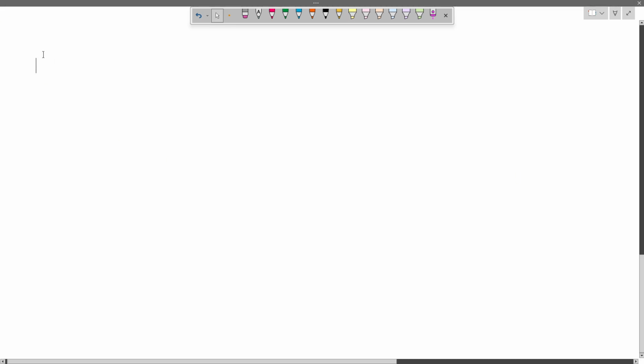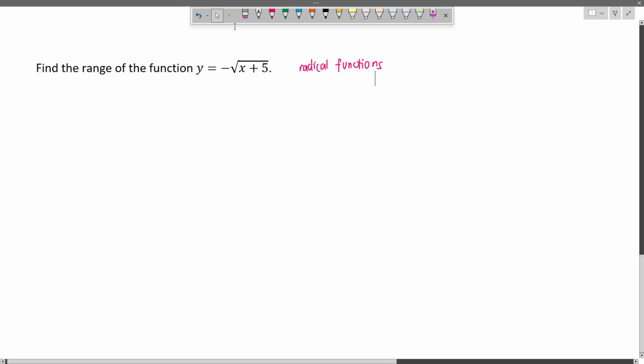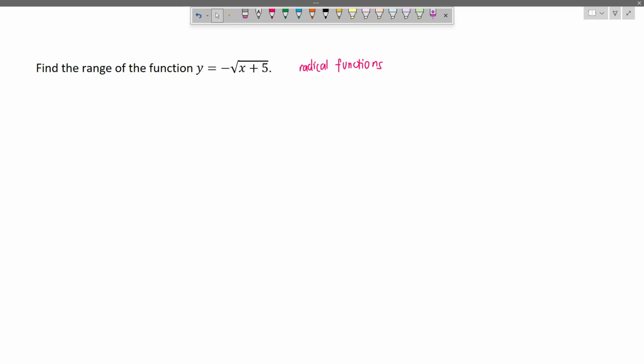Next, finally, we have radical functions. So for radical functions, let me write the name or the type first. So I'm going to show you my process. I already have rewritten the function in terms of x. So this is what it looks like.